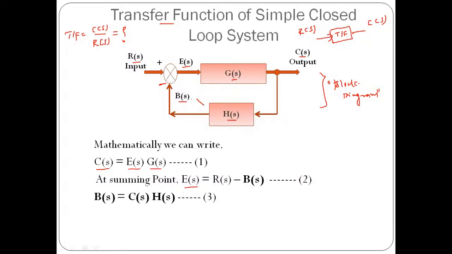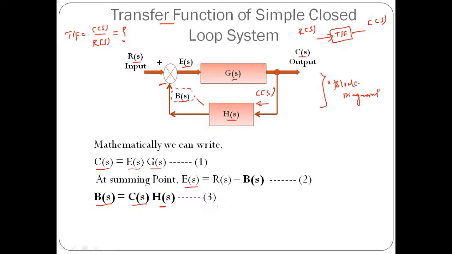Now, suppose we want to find the relationship between this B of S with respect to the input. If you focus on this feedback path, here the input to the block is nothing but C of S, and the output of the block is nothing but B of S, and the gain of the block is H of S. So again we can apply the same topology: output is nothing but input times the gain. So output B of S is going to be input times the gain. This will be your equation number 3.